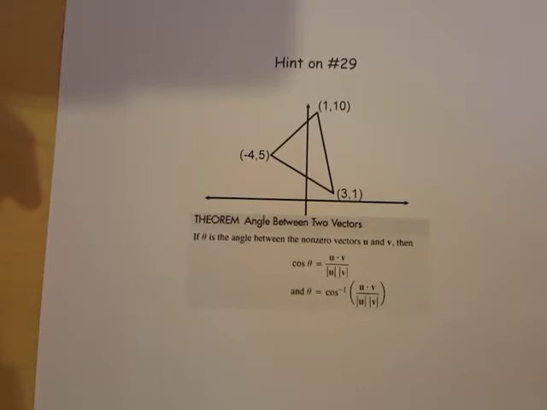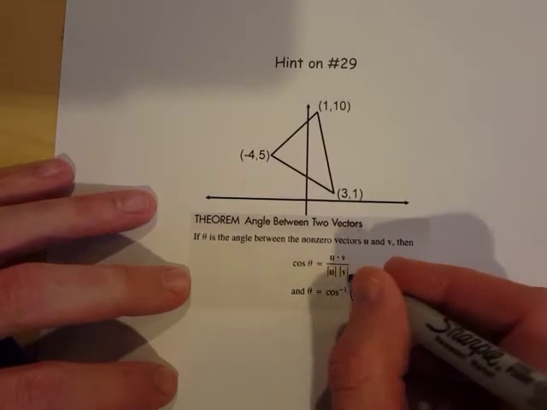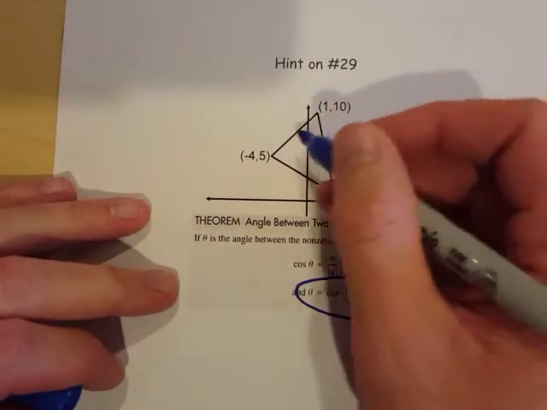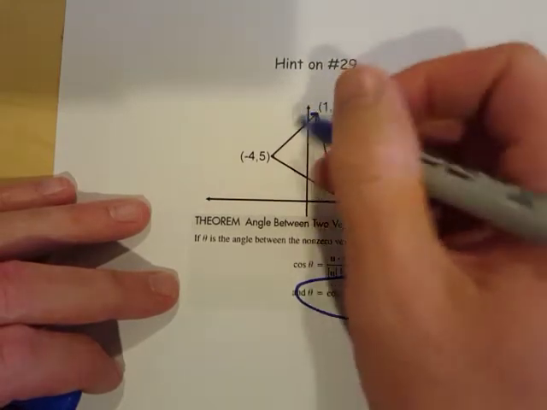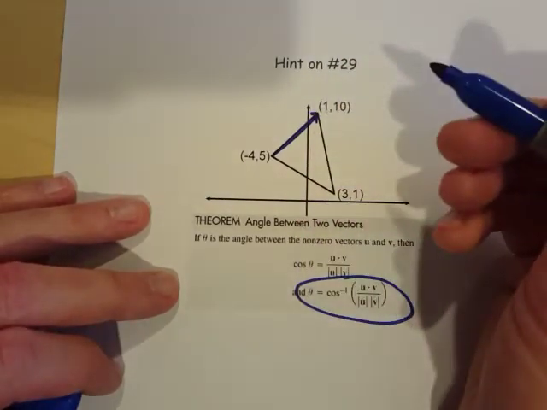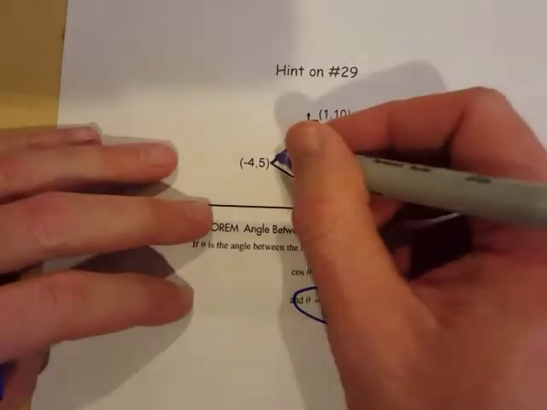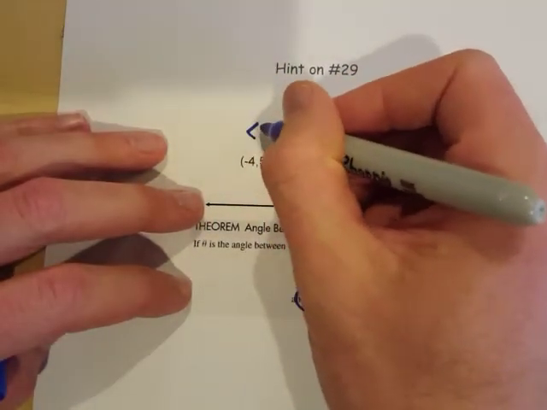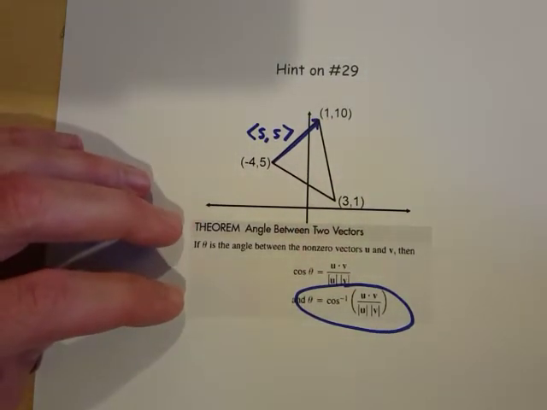But what they want you to do is use the formula for the angle between two vectors to solve that one. And the way that that's accomplished is by turning these sides into vectors. So for instance, if I started at negative 4, 5 and made this side into a vector, I'd have it going this direction towards 1, 10. And we have to count what the change in x, change in y are going to be. And so in this particular case, it's going 5 to the right and 5 up. So that's the vector 5, 5.